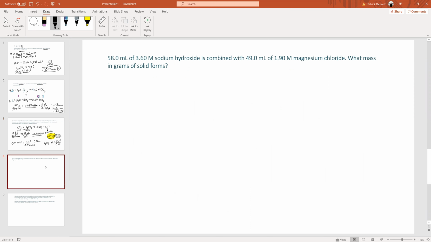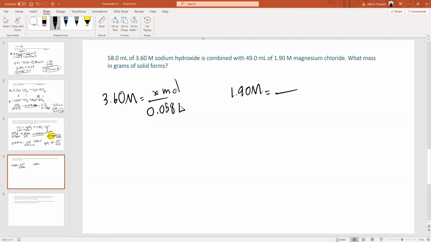Okay, let's move on to the next one. So if you have 58 milliliters of 3.6 molar sodium hydroxide, right there you can just calculate the moles, honestly. So you can set up the equation while you're thinking about it: liters times molarity equals X moles. All right, we have that. It is combined with 49 milliliters of 1.9 molar magnesium chloride. Same thing, you can figure out the moles.